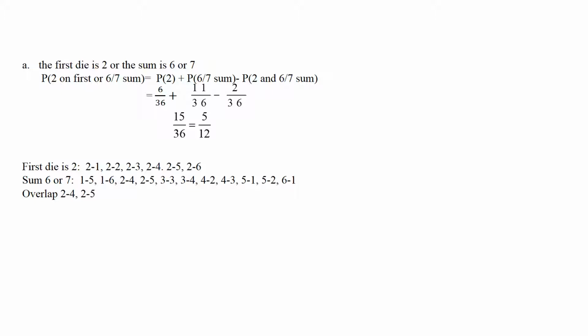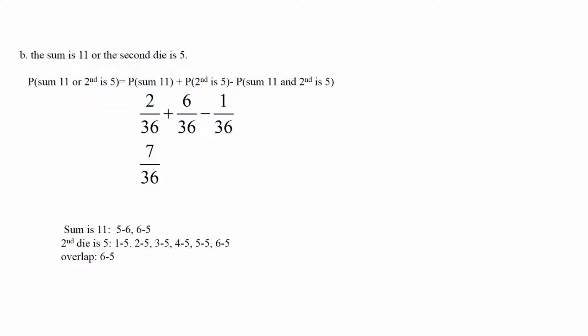Notice that 2-4 and 2-5 were counted in both categories. Those two outcomes are used twice. That is the overlap. The probability of rolling a 2 on the first die or a sum of 6 or 7 is 6 out of 36 plus 11 out of 36 minus 2 out of 36 equals 15 out of 36. This reduces to 5/12. You must subtract out the number of outcomes that overlap.